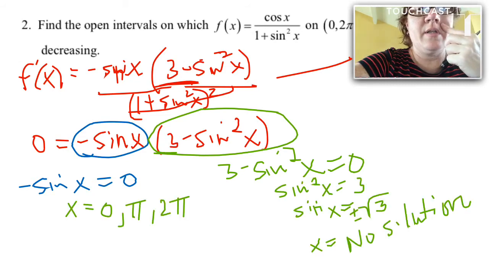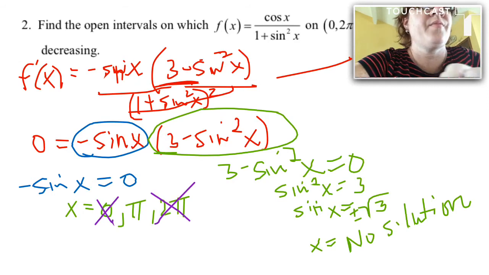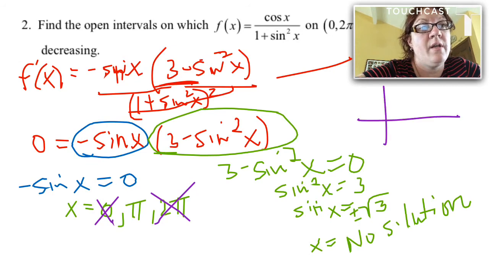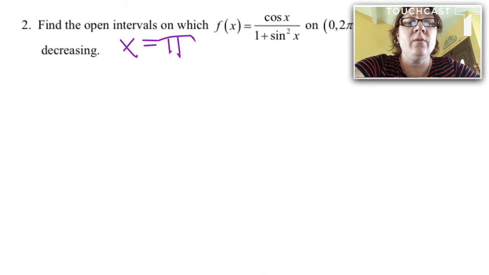So here are my choices, but I have to look back up at the interval, and I noticed that the interval's open on 0 and 2 pi, so I can't include these because they're not included in that interval. And then plus or minus square root of 3, that's greater than 1 and less than negative 1. And remember, my sine value doesn't get past 1 and negative 1. If you need to convince yourself, you can look at the graph of sine and remember it goes up to 1 and down to negative 1. So those answers are definitely out. So the only turnaround point I have on this interval is at pi.